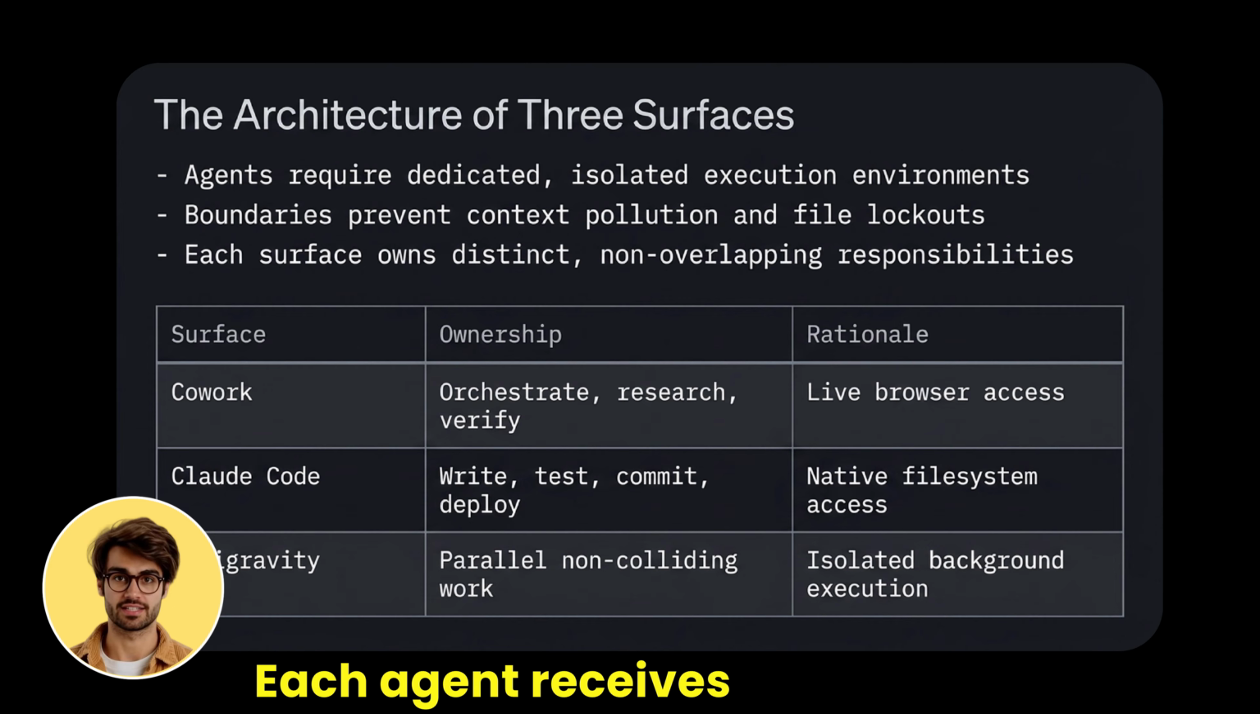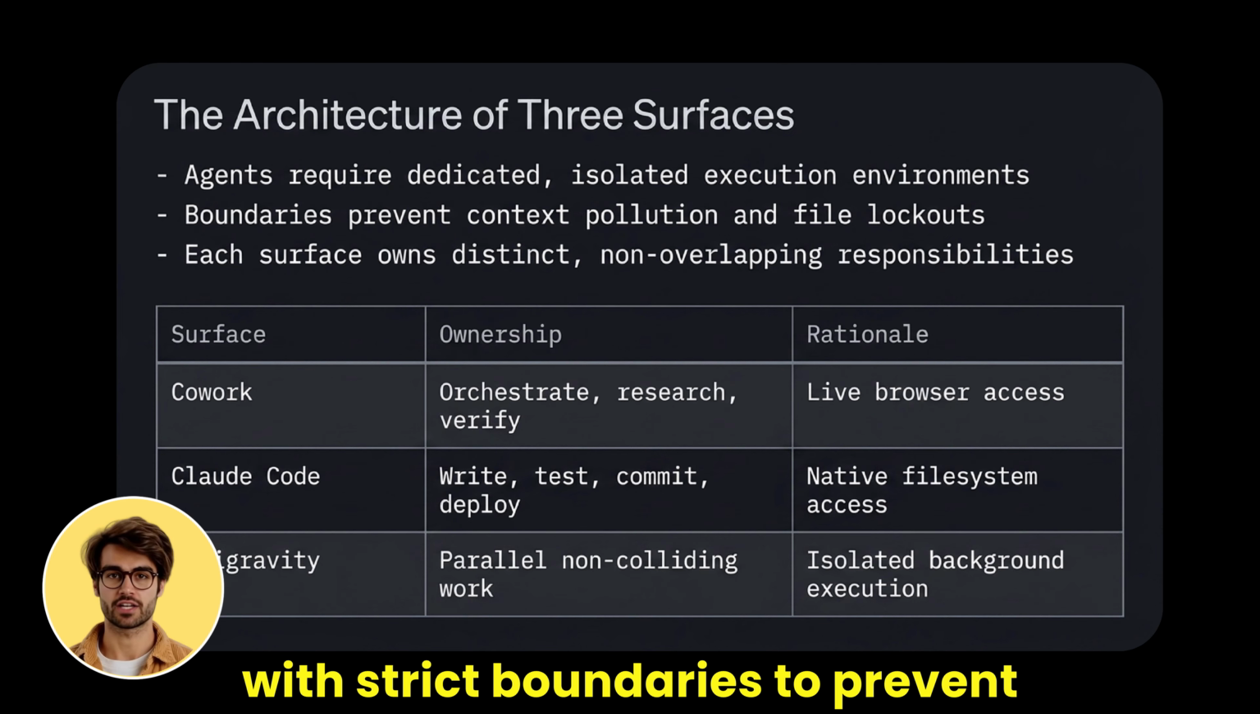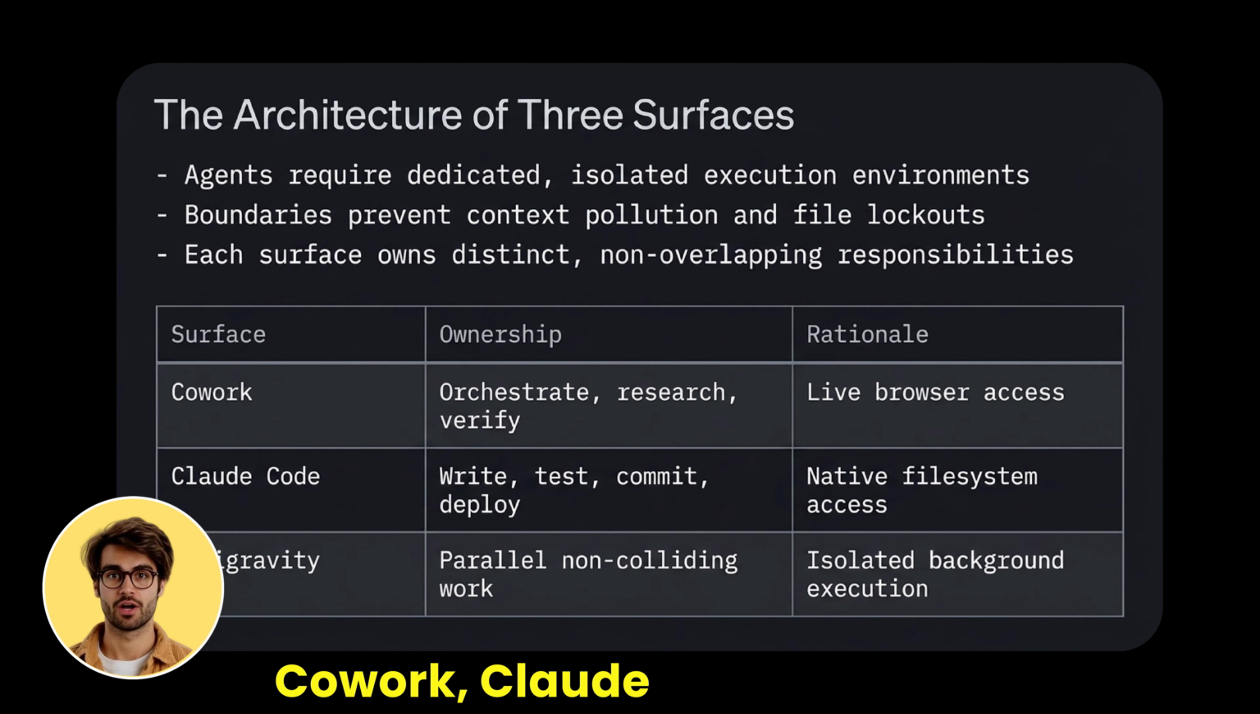Each agent receives an isolated execution environment with strict boundaries to prevent context pollution and file lockouts. Cowork, Claude Code, and Antigravity each own distinct responsibilities that never overlap in the commit path.